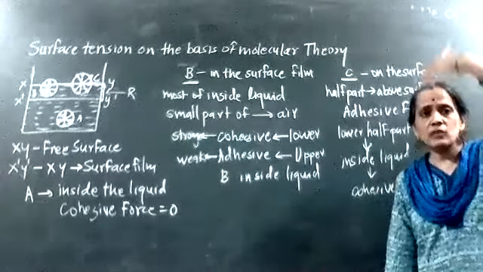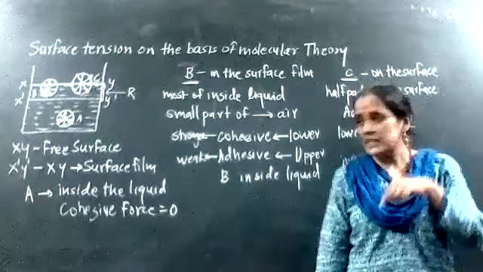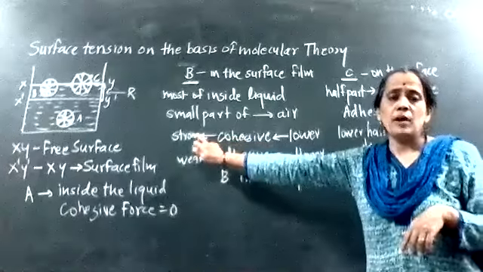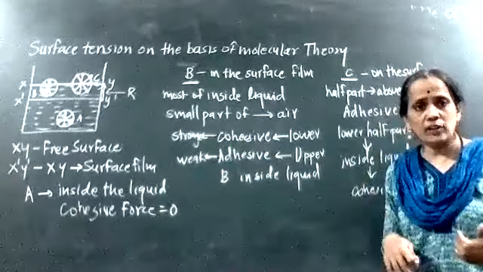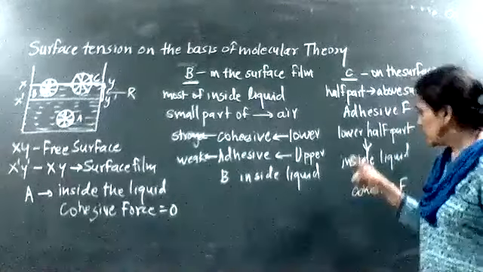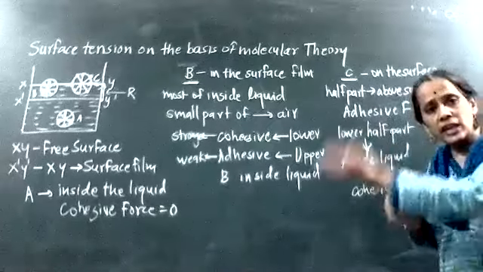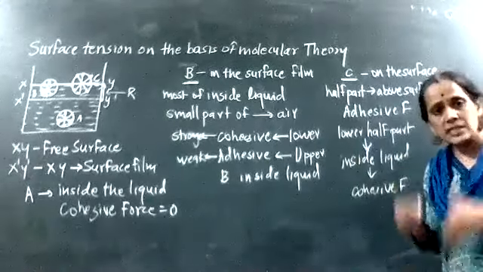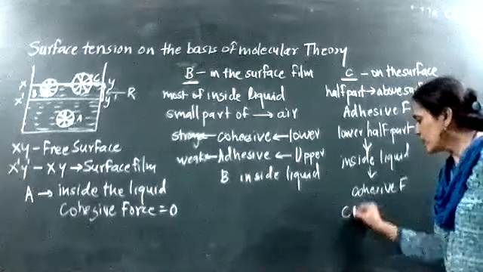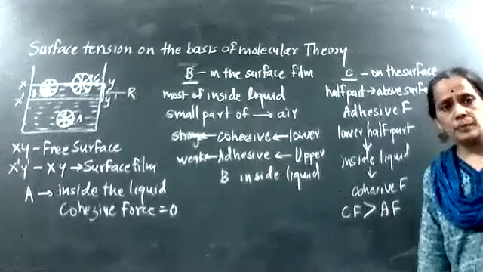It means half part gives the adhesive force, half part gives the cohesive force. But still, what is the thing? The cohesive forces are stronger than the adhesive forces. So here, though the C molecule is partly under adhesive force, partly under cohesive force, still the magnitude of cohesive force is greater than that of the adhesive force.